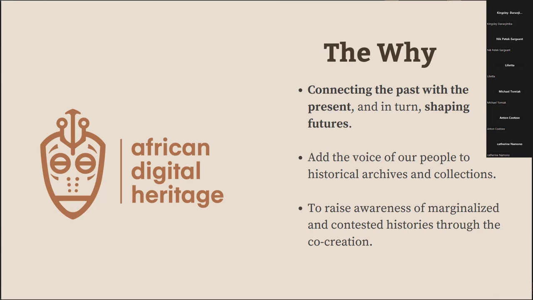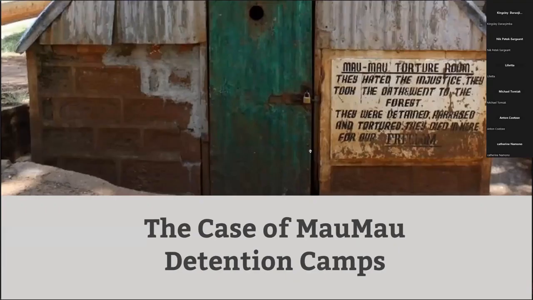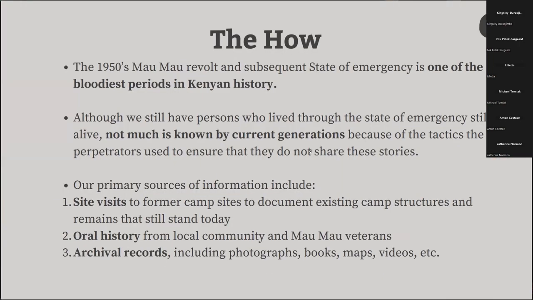co-creation. I'll give an example of Mau Mau detention camps. So the Mau Mau are what we call freedom fighters in Kenya. And during the 1950s, during our struggle for independence, most of the Kenyans were held in reserves, and then the Mau Mau went to the forest to try and fight.